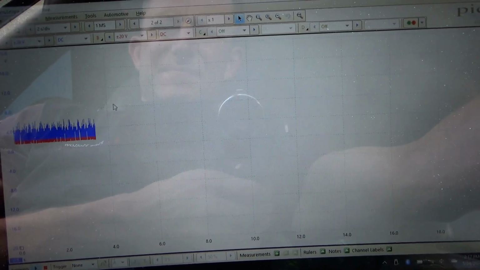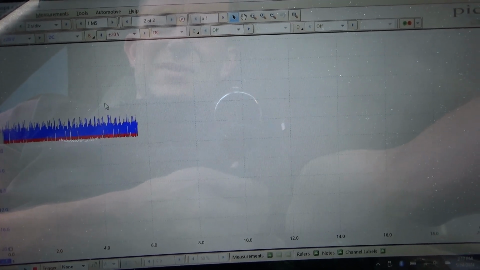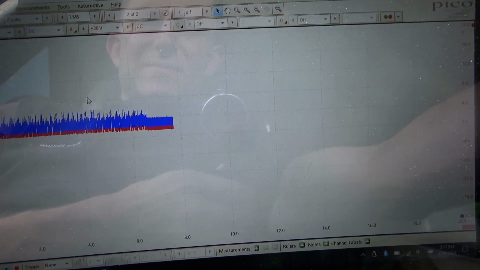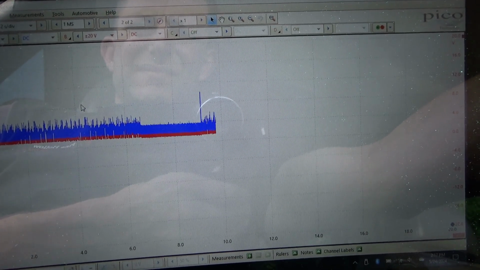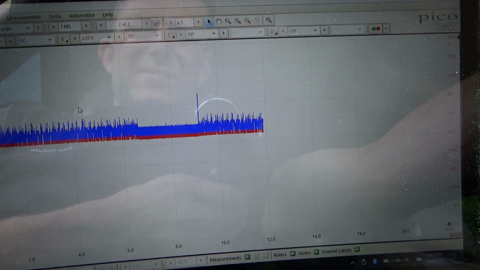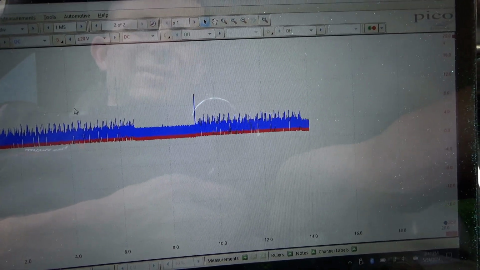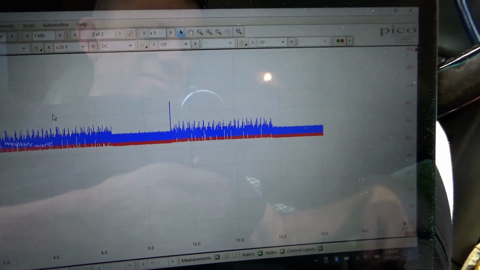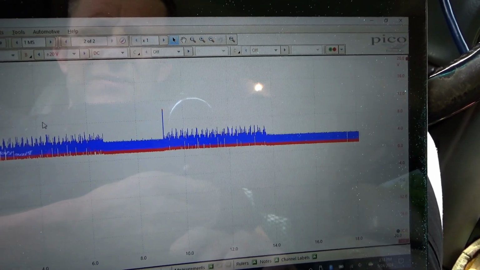Fire it up. No change. Key off. Okay, so when the key's on, it does look like we have some garbage. And key off, key out, and let it go to sleep. And then we'll zoom in.